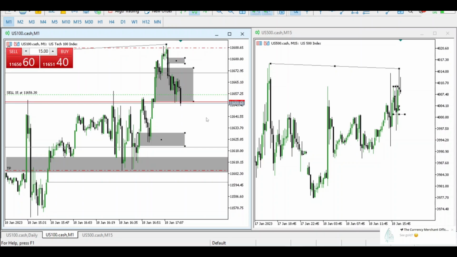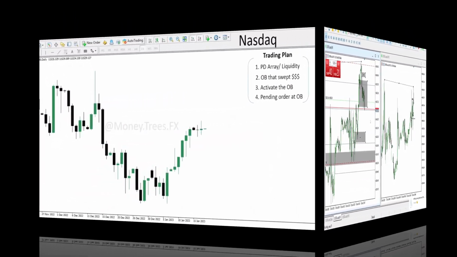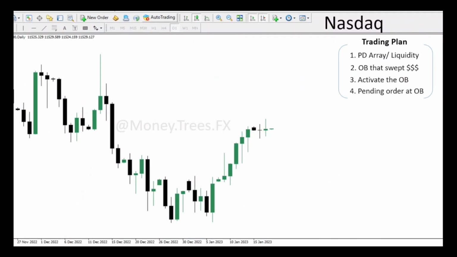Today we'll be looking at Nasdaq using the simple trading plan that you guys know from this channel. So let's dive in. What's our first rule? Identifying the liquidity or PDRA that we are going to trade from.